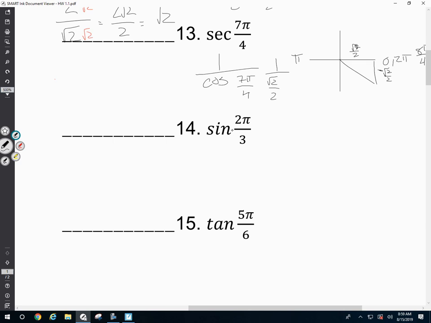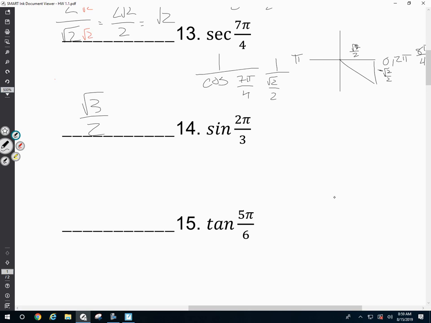In my head, sine of 2 pi over 3. Okay, 3 pi over 3, subtract the pi over 3. That's going to put me right here. 2 pi over 3 is our taller. Sine would be our vertical side length. Vertical side length, since I'm going up, is the longer side of my 30, 60, 90: root 3 over 2.